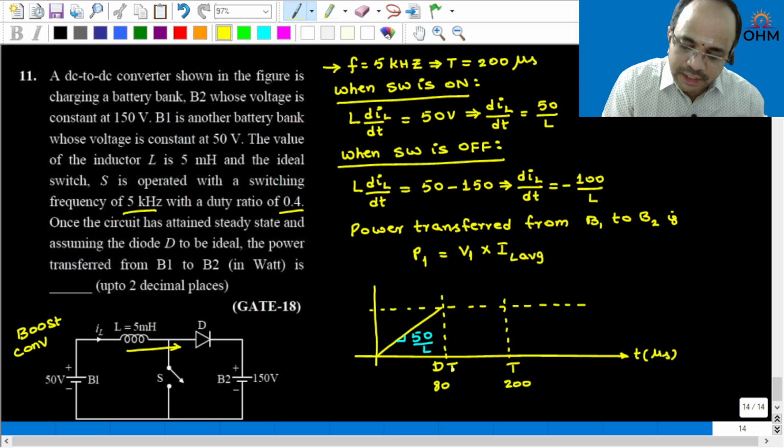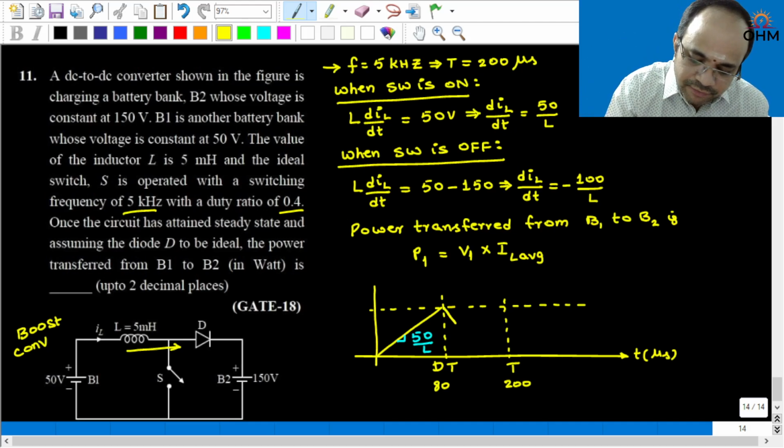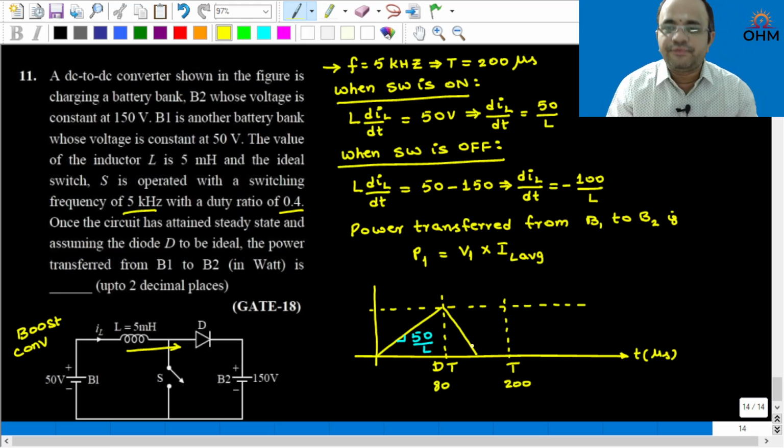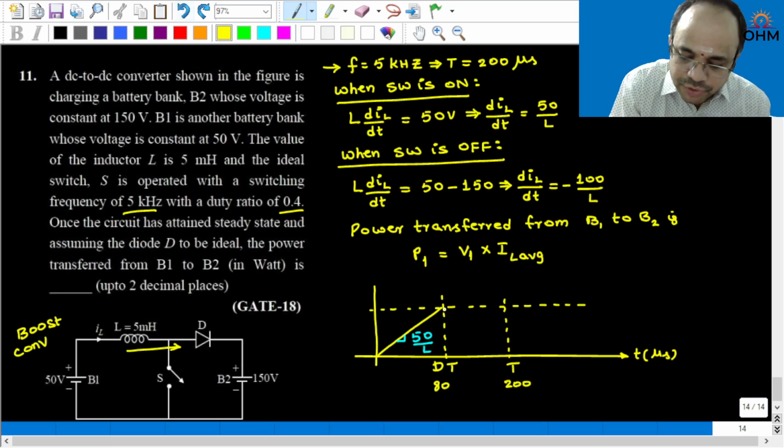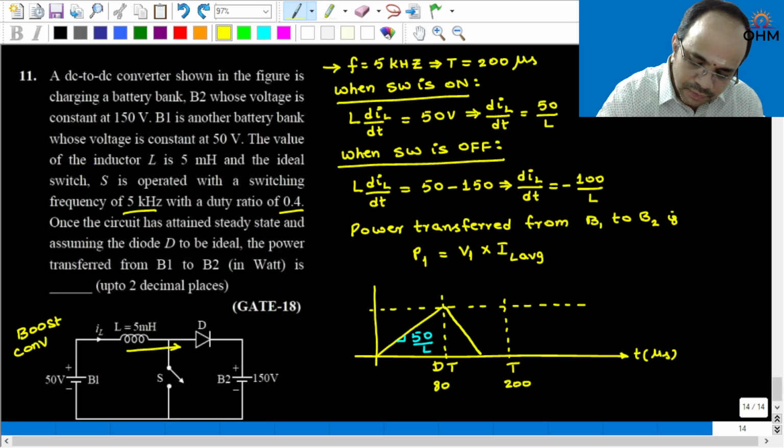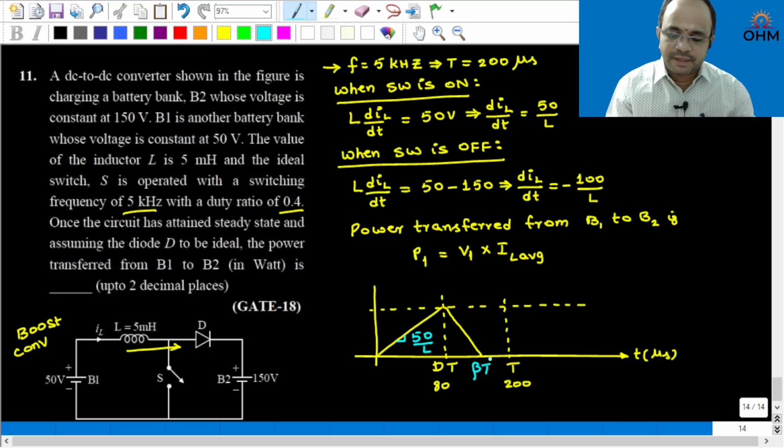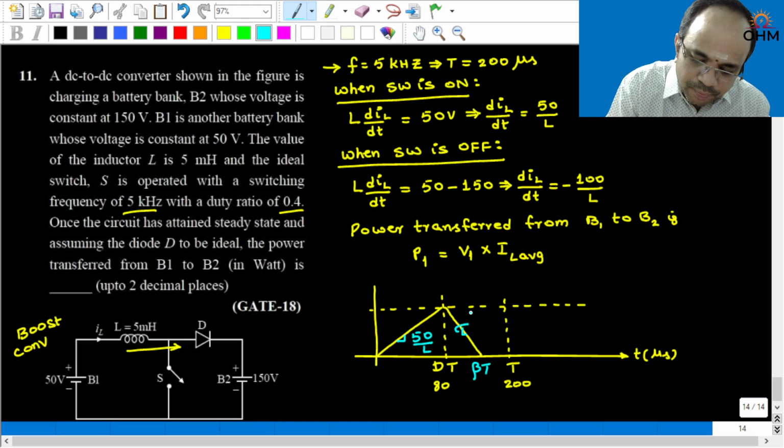Now in the remaining time period, what is the remaining time period? That is 80 to 200, meaning 120 microsecond. In that period, the inductor current slope is double. Therefore, this current will come to 0 definitely before the cycle time. Okay. So that means this current will be reaching 0, let us call it at beta T. And in this period, what is the slope of this line?